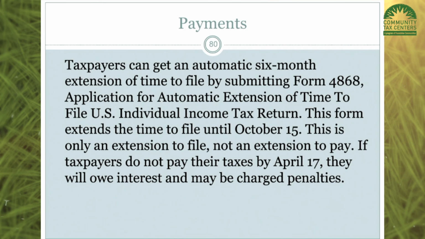So this is the automatic extension. It is a six-month extension, again, for time to file, not for time to pay. And at our site locations, we're typically only issuing out the paper to the taxpayer so they can file this extension.